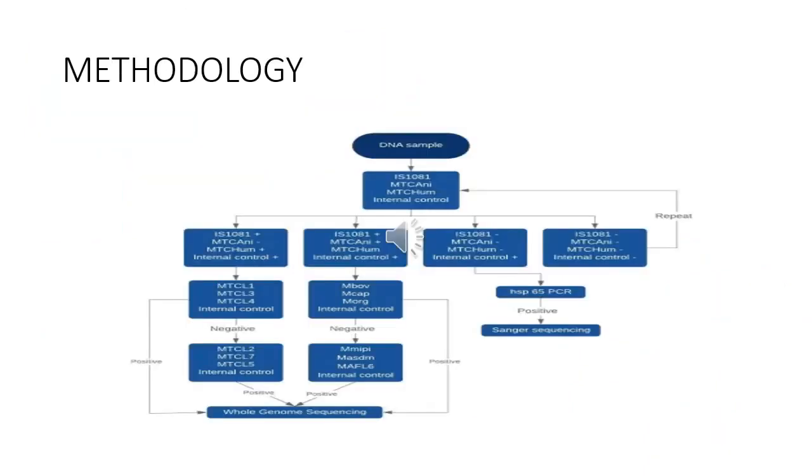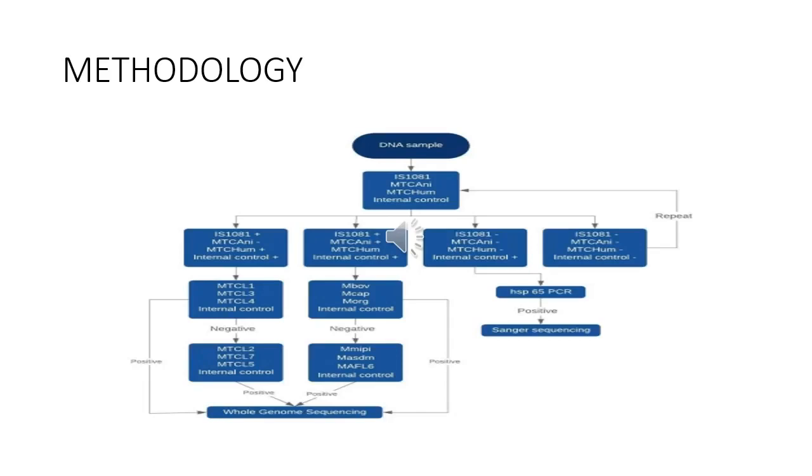On the PCR, as I explained before, we had two states. We had the first state, which had the primers of IS6110, Mycobacterium animal, MCN, and MC human. This one was to identify if it's animal lineage or human lineage. And if we found the human lineage, we are planning to take them for whole genome sequencing.